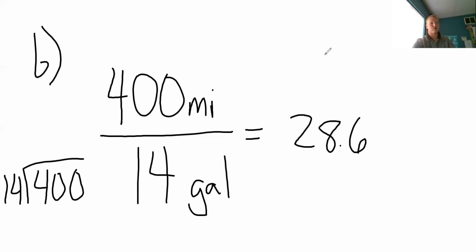So 28.6. What would be my units there, Madeline? 28.6 what? Miles per gallon. Have you guys heard of that before? Yeah. Miles per gallon, so how many miles per gallon your car gets. You are able to go, for example, on a freeway, 40 miles per gallon, but maybe in stop and go traffic or on back roads, your car's only able to get 28 miles per gallon. So this is all very relevant for unit rates.